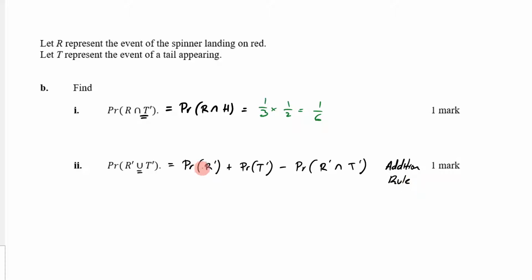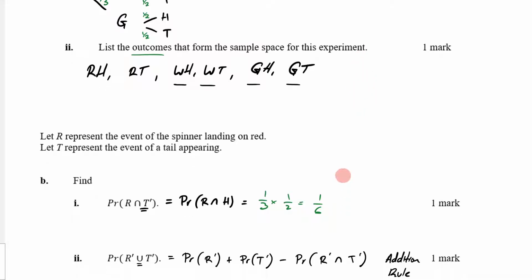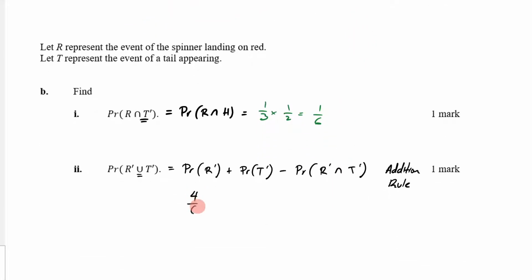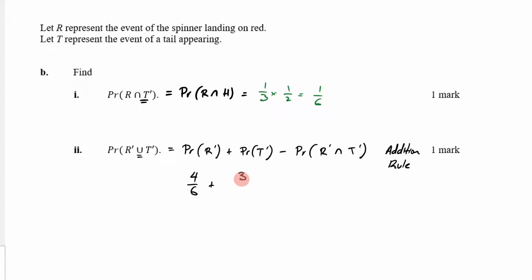Okay, what is the probability of R dash? So that's the probability of getting anything without a red. So the probability of anything but a red. So we can come up here and we can say, well, anything but a red would be 1, 2, 3, 4. 4 on 6. So we can put 4 on 6 here. Then we want to figure out the probability of anything but a tail. So that means all the head options. So that would be head, head, head. 1, 2, 3. It would be 3 on 6.